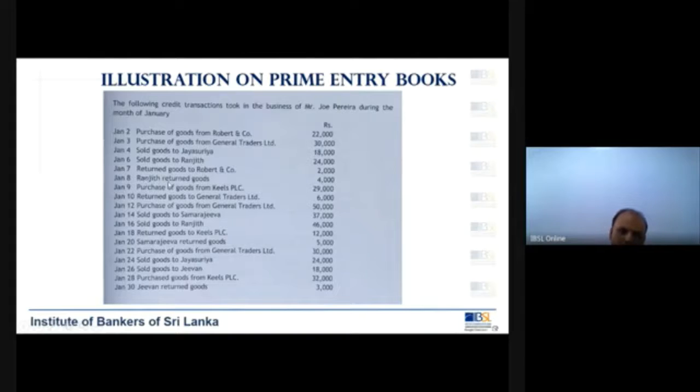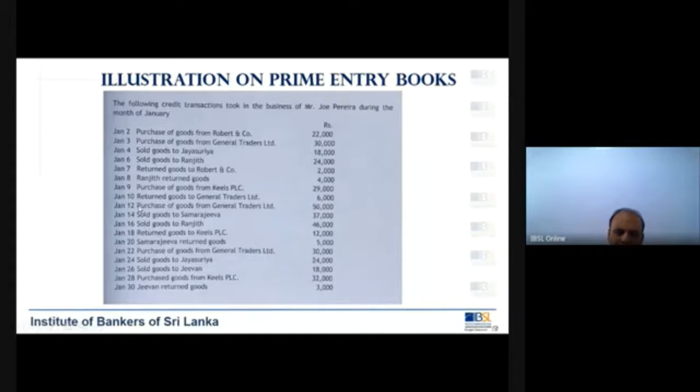Okay. January 9th, purchase of goods from Keels PLC. Again, it is to the purchases day book. Returned goods to general traders. You are now returning goods to general traders. So general traders is your creditor. So it goes into the purchases return day book and you will not pay this 6000 rupees. Out of the total amount payable to general traders, you will not pay 6000 rupees.